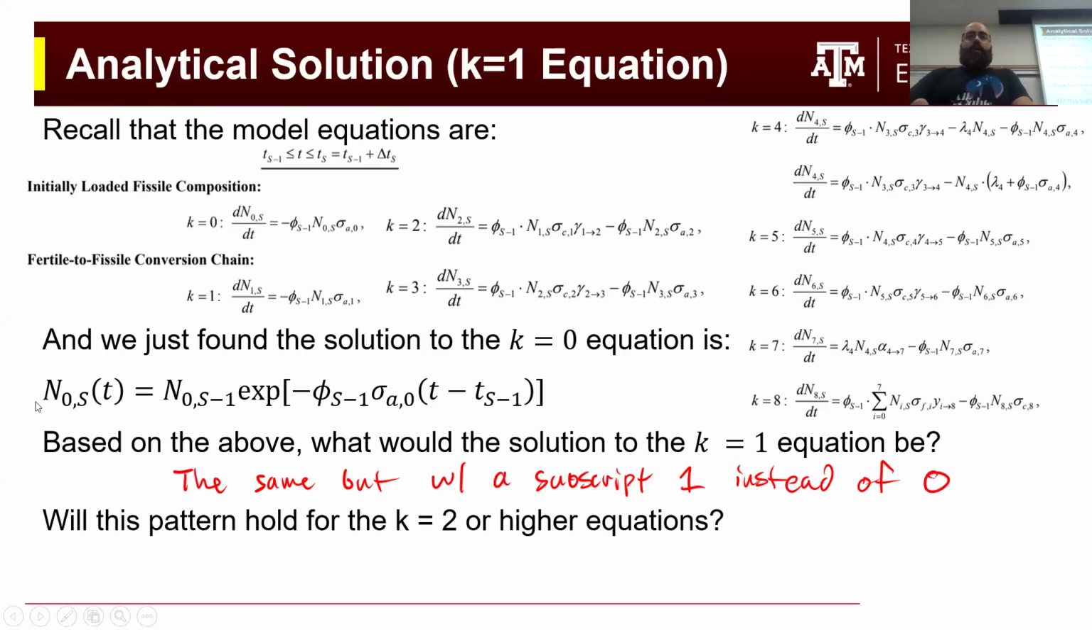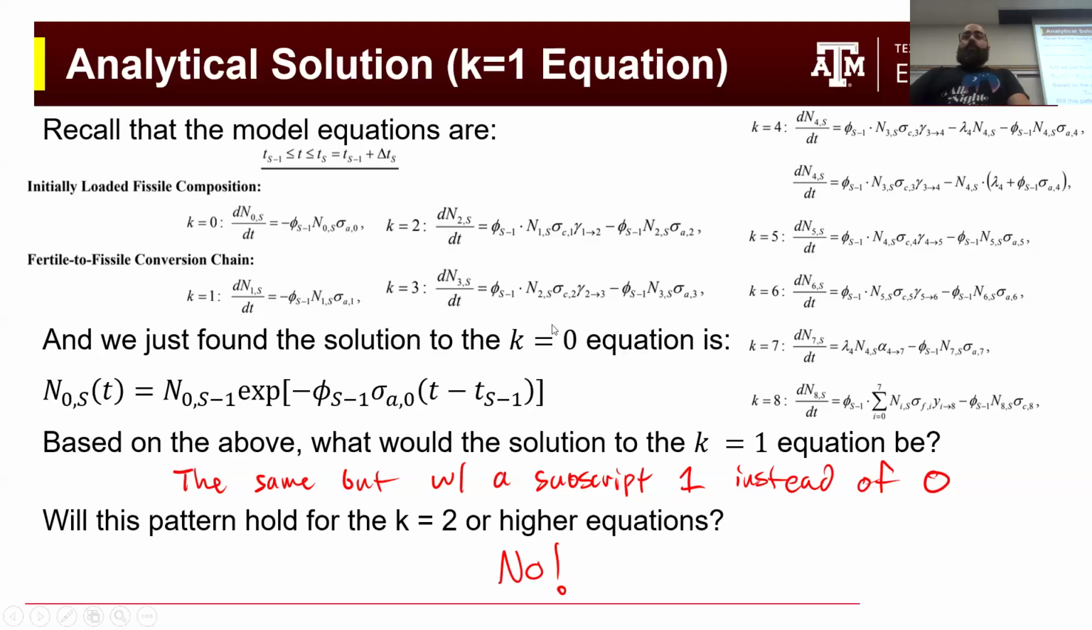So it would be N1 of s. This would be N1 at s minus 1, and then this would still be phi at s minus 1. This would be sigma a for isotope 1. So same governing equation, we basically get the same functional form of our solution. Is that pattern going to hold for the k equals 2 or 3 or higher equations we're doing? It's not. This pattern will not hold for those.